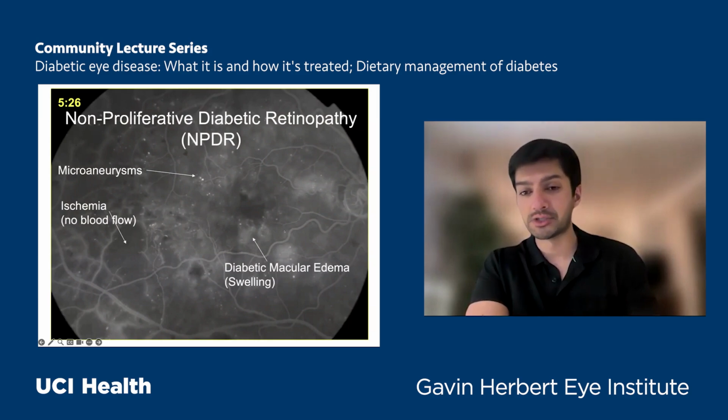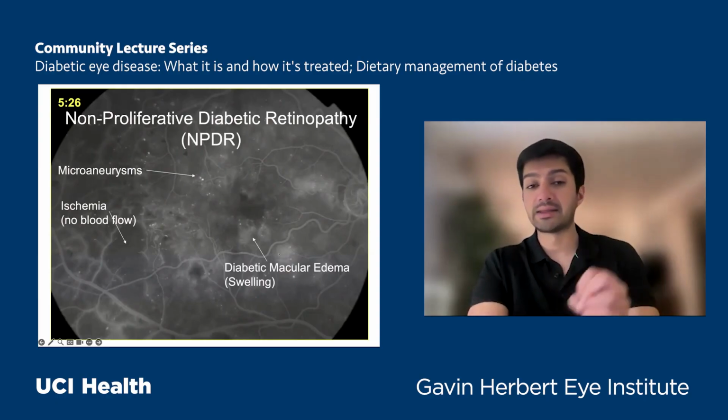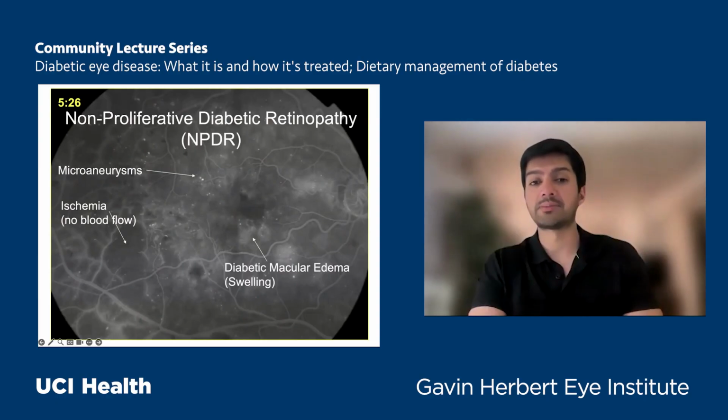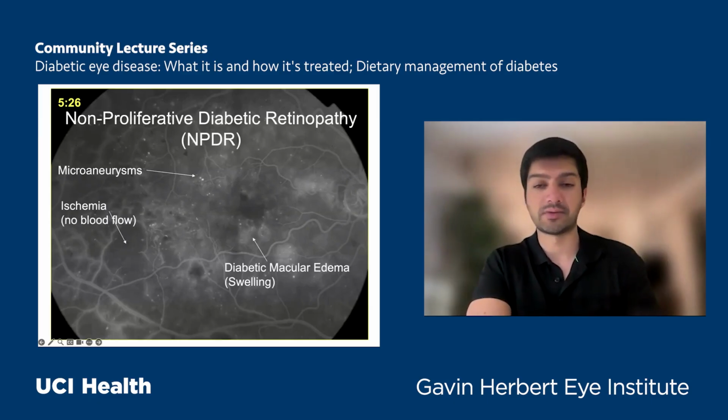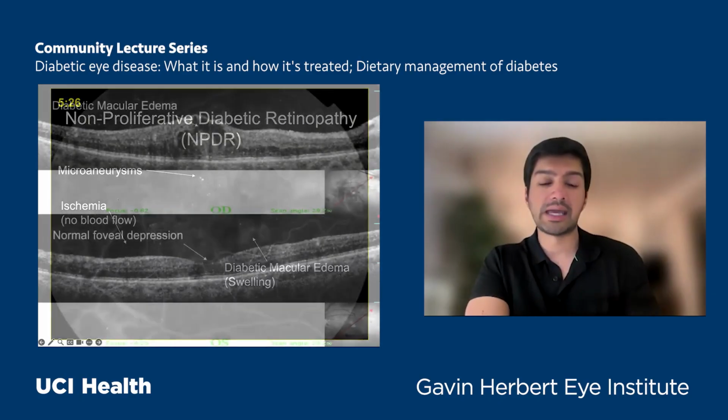And then the very smudgy areas that look kind of like a smudge on your glasses, that's dye lightly leaking out of the tiny blood vessels because they're not doing very well. Those blood vessels are damaged. So we get a lot of information from these types of scans.